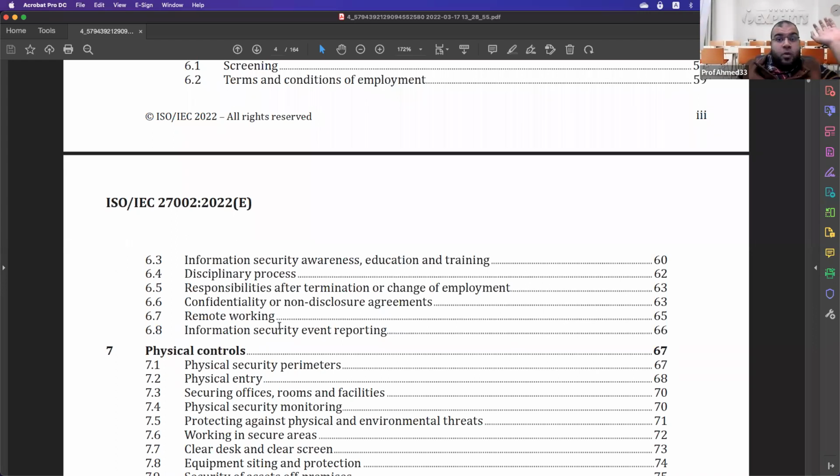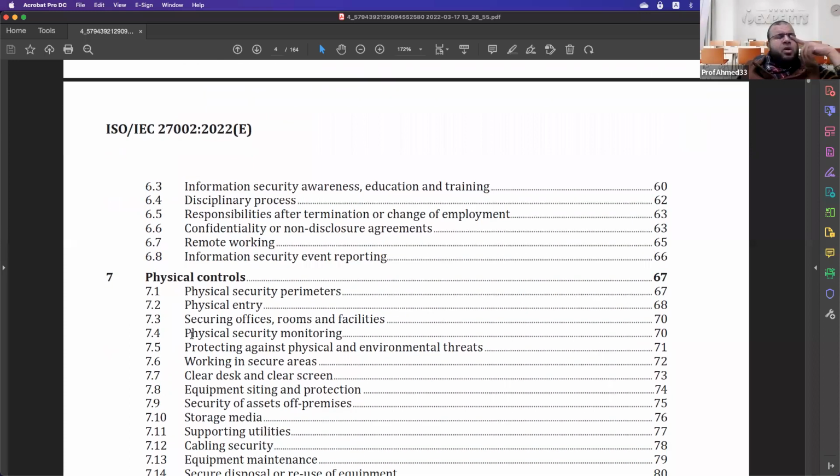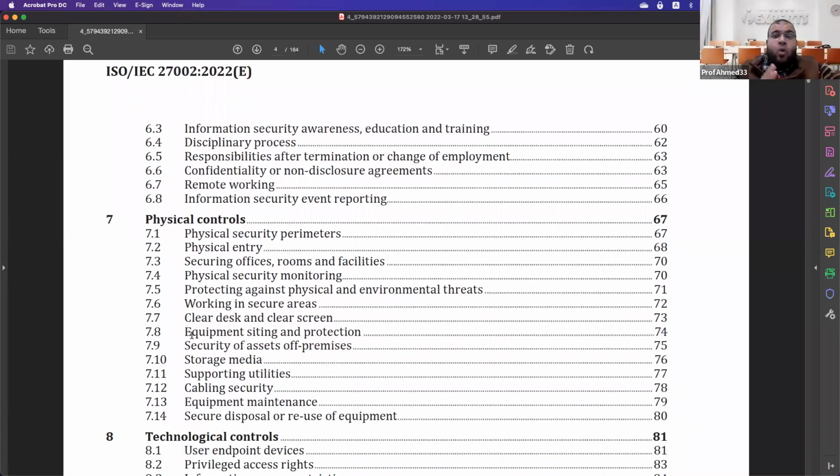For physical security and physical controls, yes, it makes sense. We have 14 controls because no physical security equals no security. No physical security equals no security. So you have physical security perimeters, physical entry, securing the offices, rooms, facilities, data centers, monitoring for physical security, protecting against physical and environmental threats, working in secure areas. Fine. The equipment siting and protection, security of assets off premises.